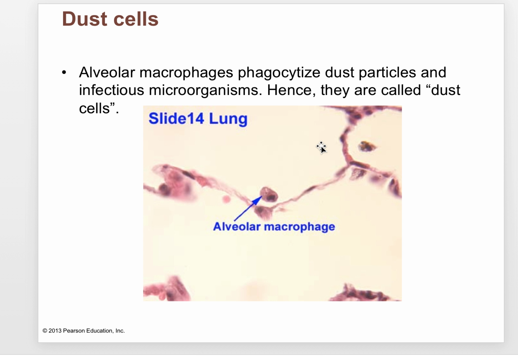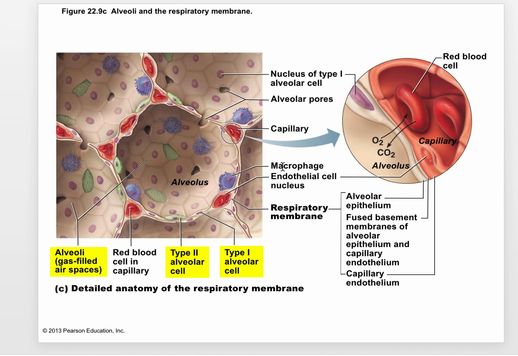Here's a cartoon showing type 1 and type 2 alveolar cells. Type 1 is the simple squamous epithelium. Type 2 is the more cuboidal shape cells that secrete the surfactant.